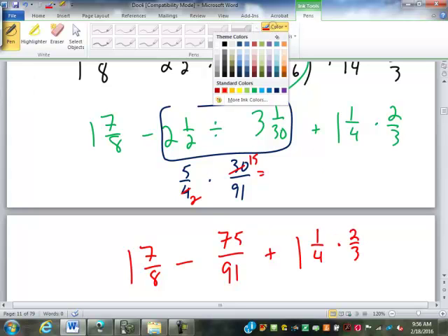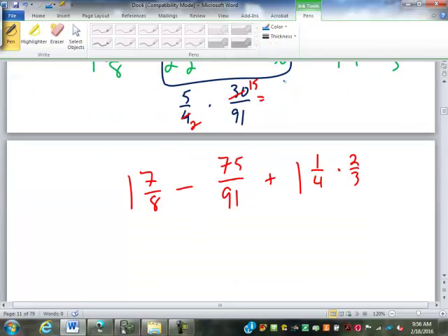And then, now we can multiply, right? So this is going to be 5/4 times 2/3. It's going to be 5 over 6. That's as far as you got? You're right so far. Okay.